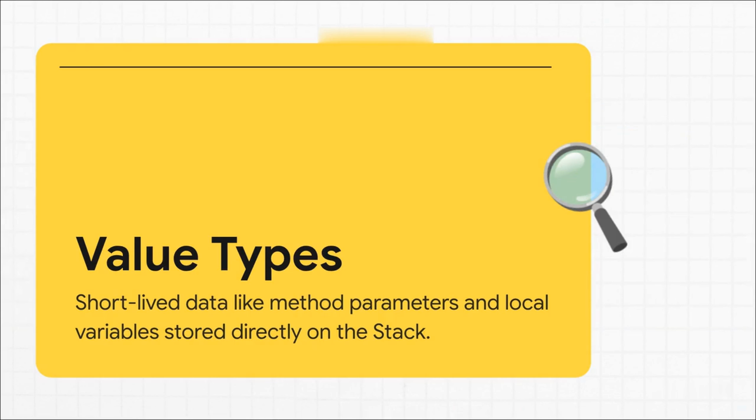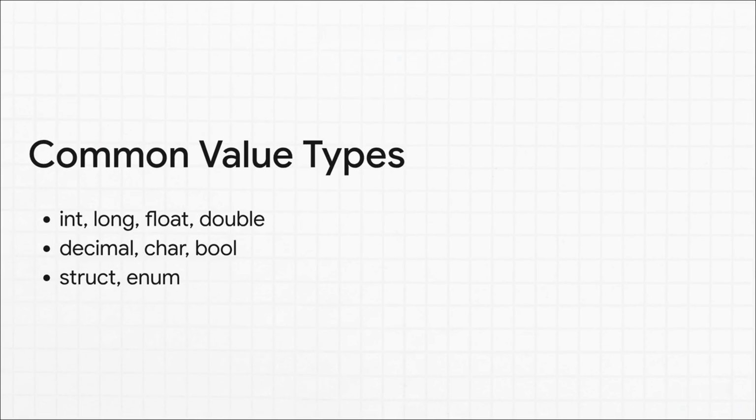Okay, so what kind of data gets this VIP, high-speed treatment? We call them value types. And these are basically variables where the actual value, the data itself, is stored directly in that little block of memory right there on the stack. And we're talking about the simple, fundamental building blocks of your code here. You know, things like numbers, your ints, longs, and floats, or single characters, and simple true-false bools. Because they're small and have a known fixed size, they are just perfect for the stack's super organized system.